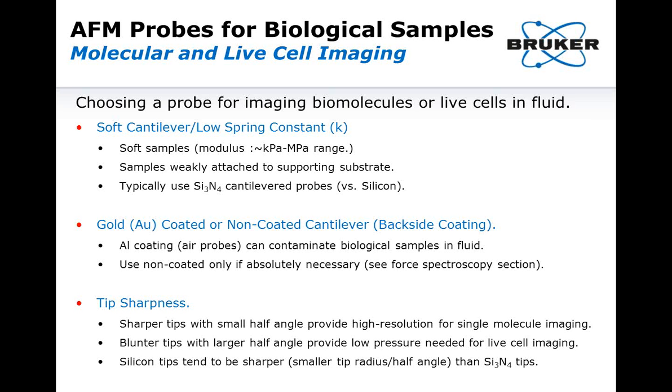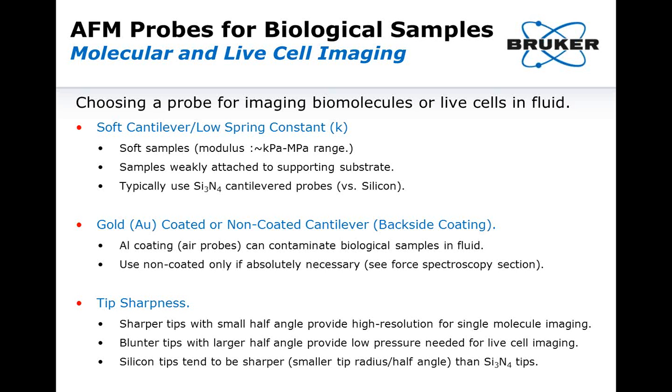So in choosing probes for live cells in fluid, we want soft cantilevers with a low spring constant. For live cells, we also now need to think about the coatings, if any is to be used, as the typical aluminum coating can contaminate biological samples.